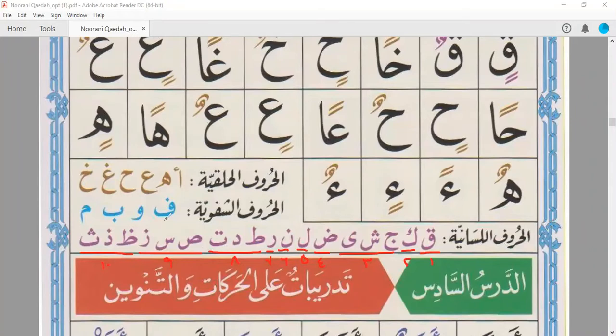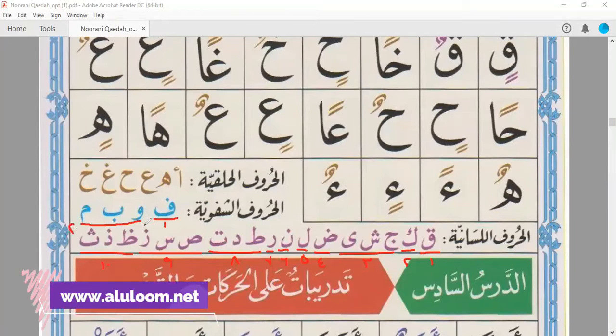Okay, and for lip letters, fa is 1 makhraj, lower lip with the upper incisors, and waw, ba, and mim is 1 makhraj, where you use both the lips together. You circle them for waw, close them for ba, close them and use your nose for mim.